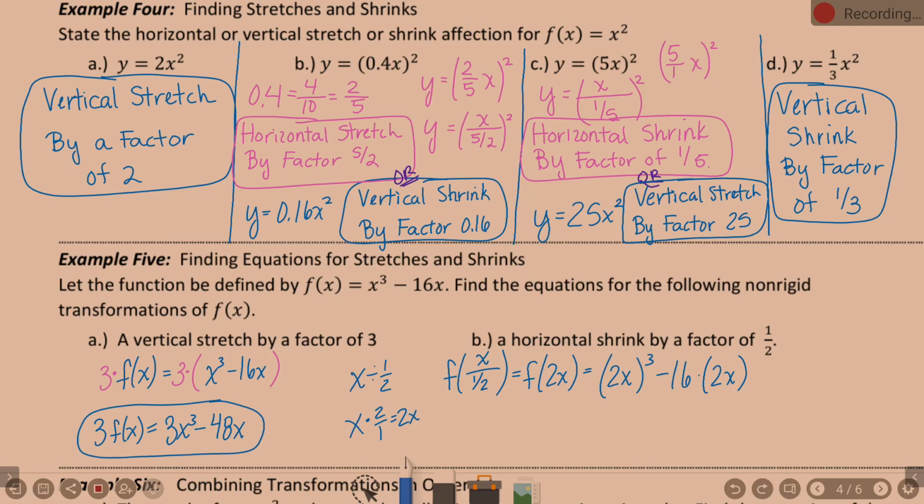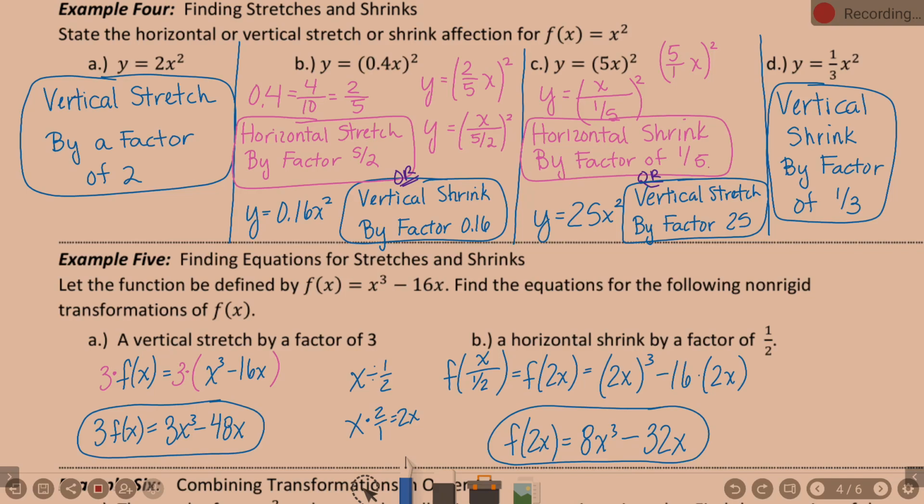Now we are going to go one more step here. The 16 times 2x, would you distribute that? 2x raised to the third, what is 2x raised to the third? 8x cubed, 8x to the third, because 2 to the third is 8, x to the third. Minus, and that's just 16 times 2x. 16 times 2x is 32x. That's your answer.